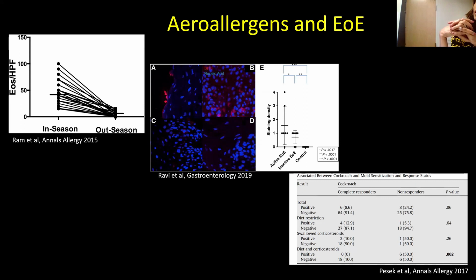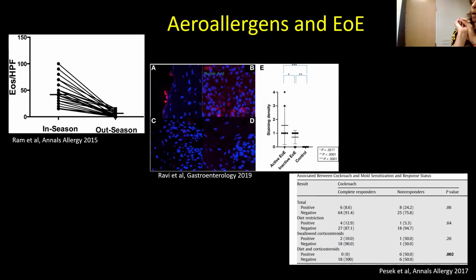The middle image is an active EOE or remission or control esophagus. And that red stain is actually for house dust mite antigen. So what you can see is house dust mite is deposited directly into the esophagus. This is Dave Kotz's group. They've also shown that LPS is directly deposited in the esophagus. And it's loaded up with mast cells. So if you've got IgE to dust mites, this probably isn't going to make your disease any easier to control.